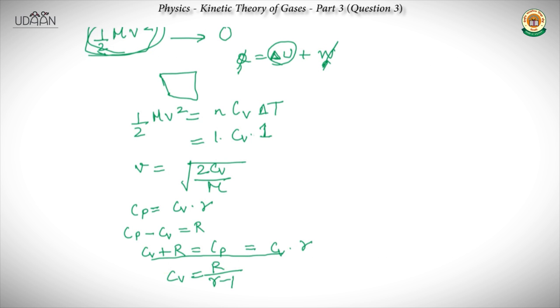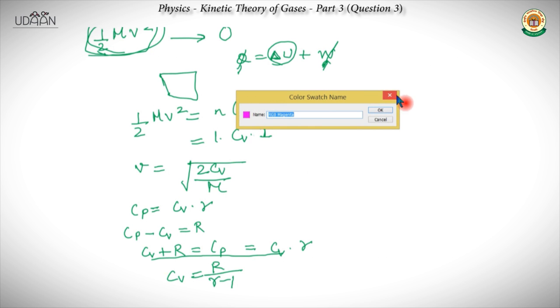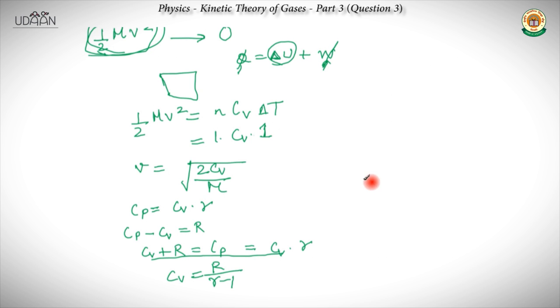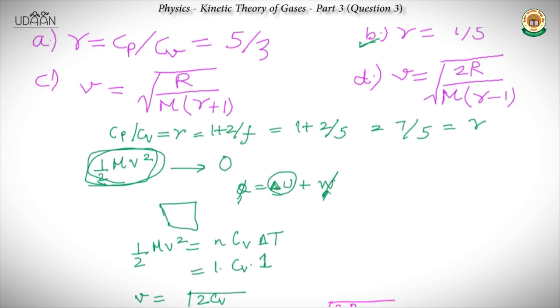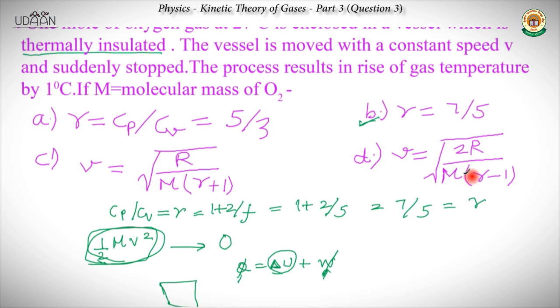Correct. So now we substitute this answer into this equation. Let's just substitute this answer. So root over 2 into R divided by m, whole into gamma minus 1, equal to velocity. So this is the answer. So D part. B and D come out to be correct.